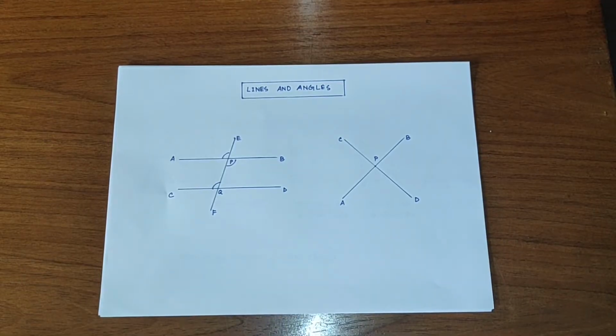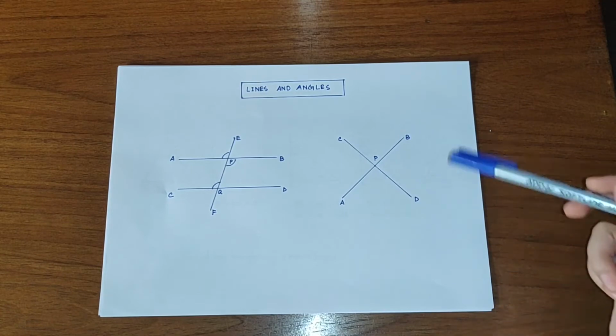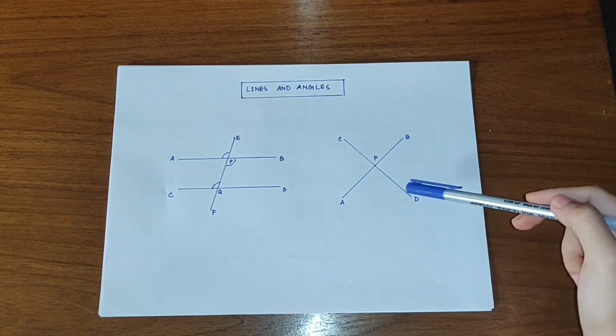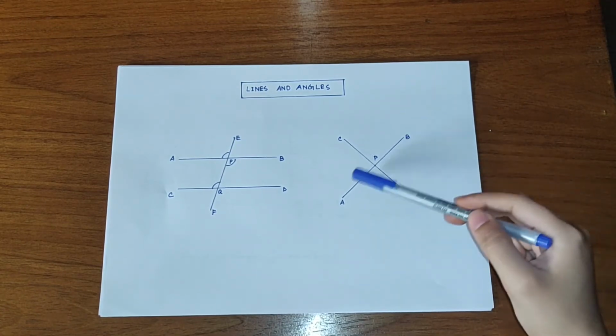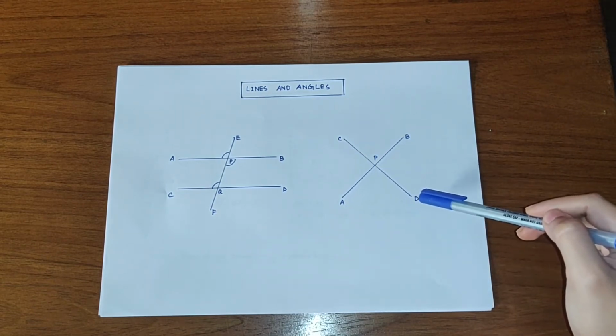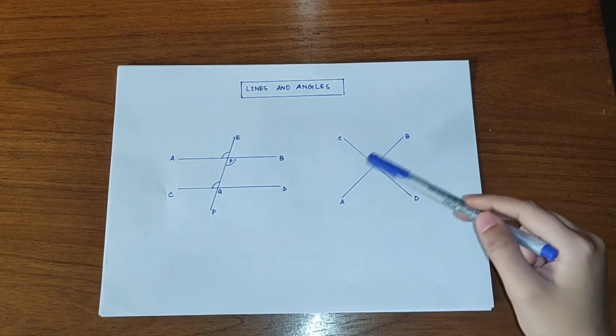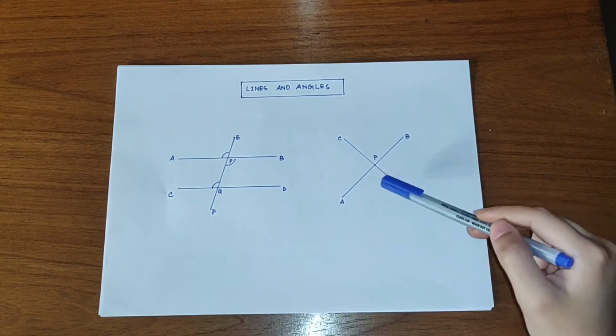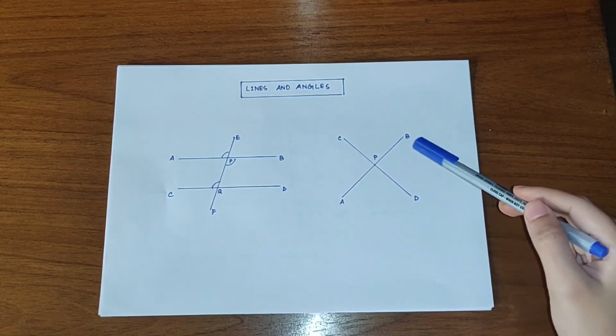When two lines intersect at a point, they form four angles. The point of intersection is called a vertex. So when AB and CD intersect at the vertex P, APC and BPD will be vertical or opposite angles, and BPC and APD will be vertical angles. Vertical angles are always equal.